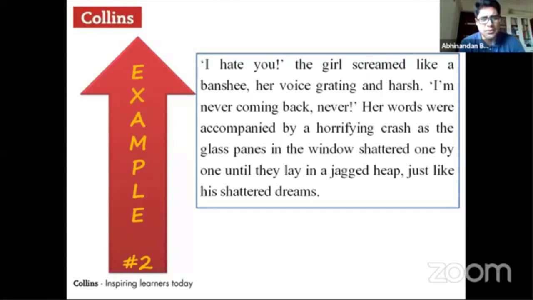I hate you. The girl screamed like a banshee, her voice grating and harsh. I'm never coming back. Never. Her words were accompanied by a horrifying crash as the glass panes in the window shattered one by one until they lay in a jagged heap, just like his shattered dreams.